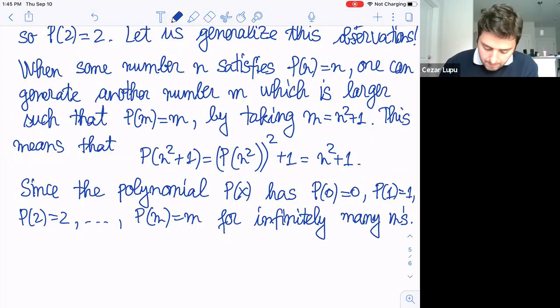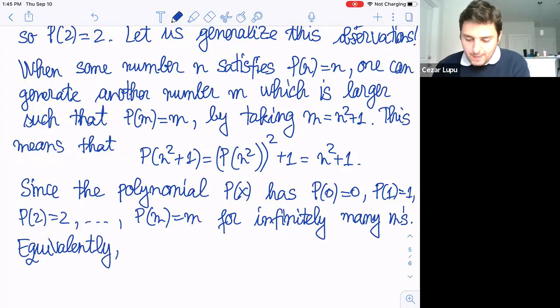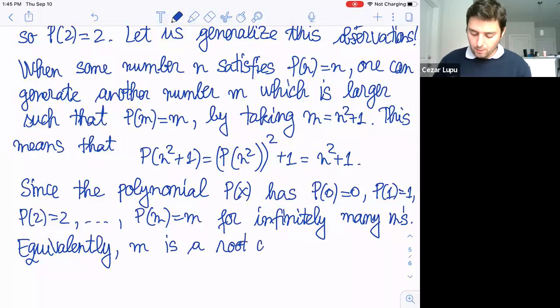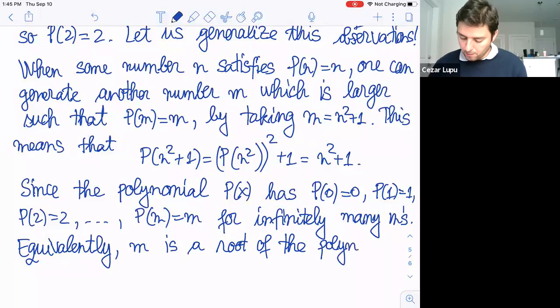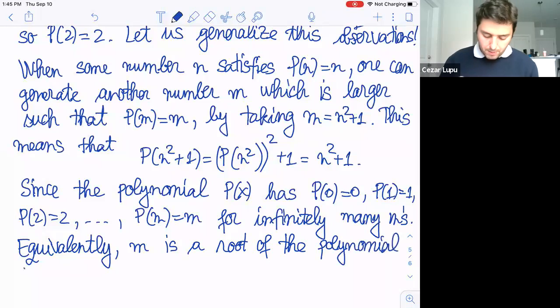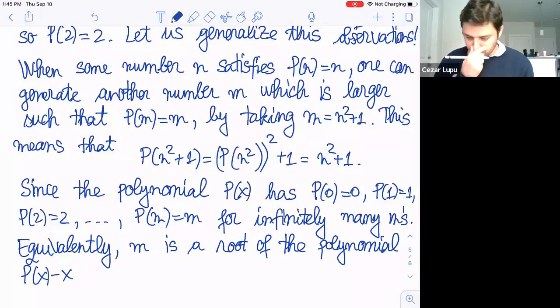So equivalently, I could say, how should I phrase it? Equivalently, m is a root of the polynomial P of x minus x, right?